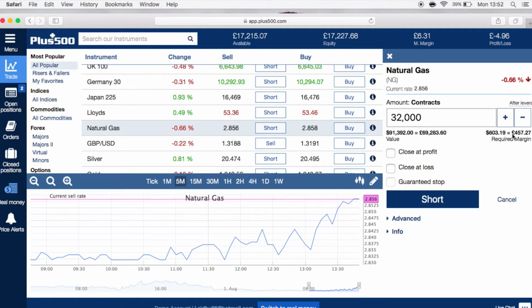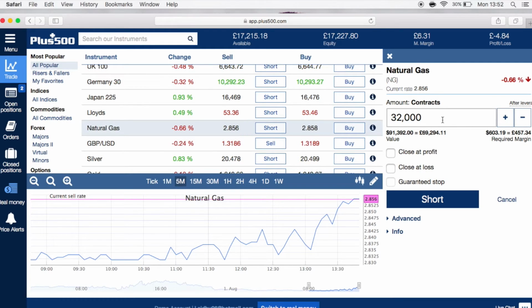Now this is my demo mode, so it doesn't really matter how much money I spend, but I like to keep my demo mode relative to my real account money. So I would never have this much money to spend in my real one, and I would never spend £457 on a single trade on my real account.